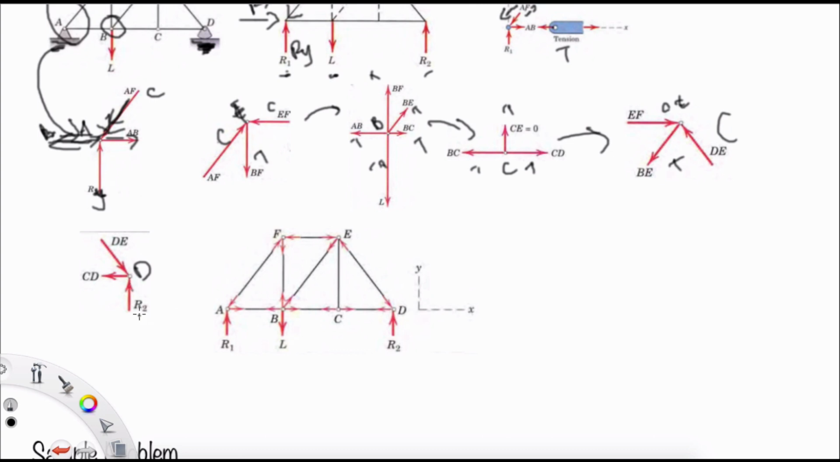At the point D, we have the external force. This one is, of course, the external force, and it is the compression, it is the tension. And we have now all of the complete forces for this one.